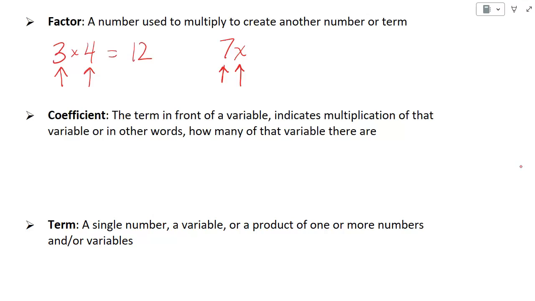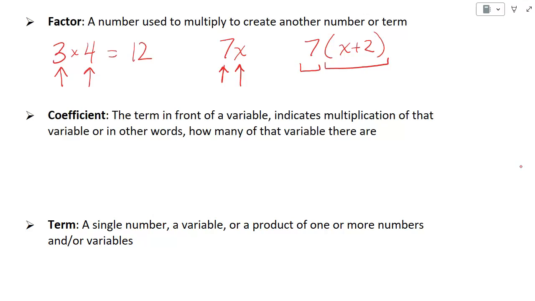Simple as that. You could also look at this as, if I had 7 times x plus 2, these are both factors, 7 and the quantity x plus 2, because I'm multiplying them together. They're going to create a new value, another term. I'm not going to get into multiplying them out right now.